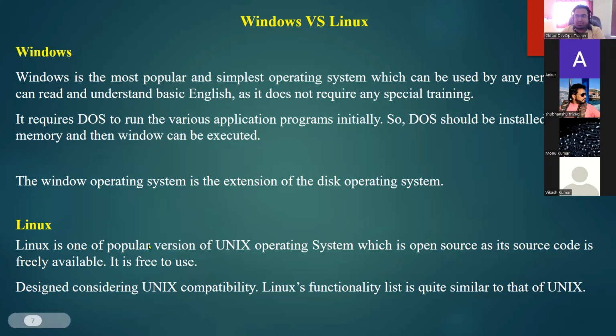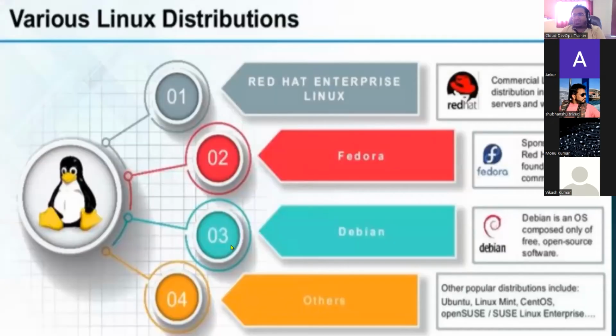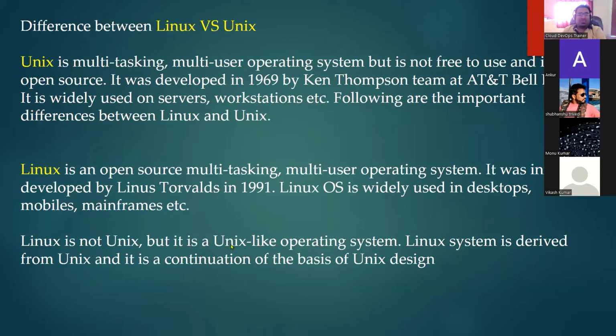Linux is one of the popular versions of the Unix operating system. Okay, again Unix came into my life. Now I have to understand what exactly Unix is. Let me go into Unix. Unix is also a multitasking, multi-user operating system, but it's not free. It's not free to use, it's not open source.